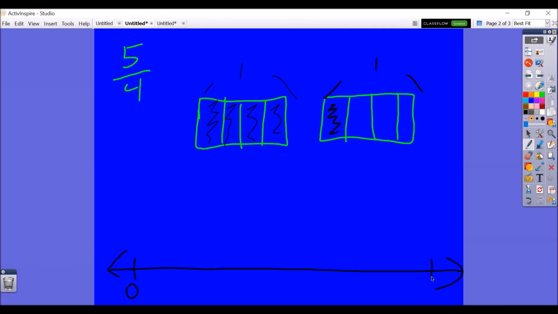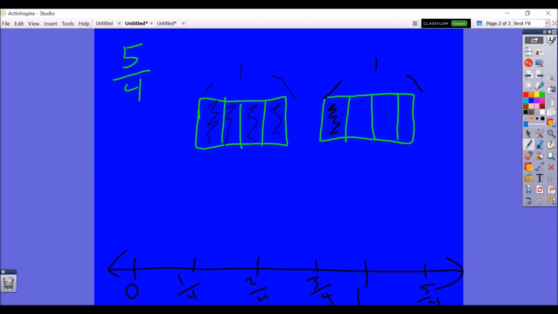Should we just use 1 at the end? This is where we actually, let's bring that line backwards a little bit and put 1 here, because we know that this fraction that we're working with is actually greater than 1. So we're going to need to show an extra fourth over here, and that's going to be our 5/4 mark. But then let's go ahead and represent these as fourths: 1/4, 2/4, 3/4.